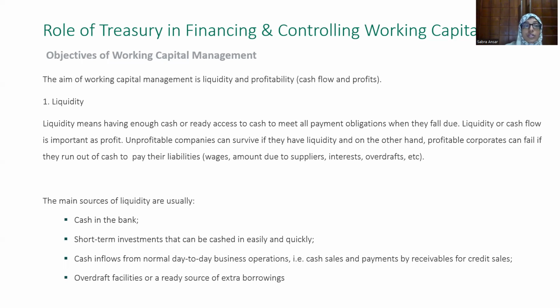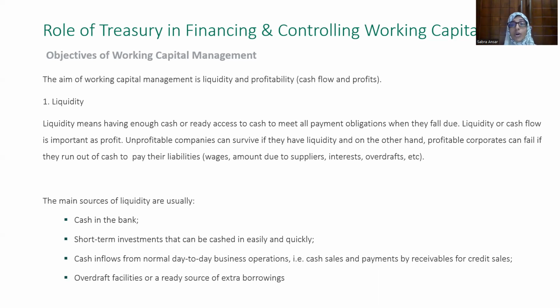Now, let's look at the objectives of working capital. Basically, working capital management would involve liquidity and profitability. That means the cash flow and the profit. So what is liquidity? This is basically having enough cash ready to access to meet all the payment obligations when they fall due. And liquidity or cash flow is as important as profit, because unprofitable companies can survive if they have liquidity, and on the other hand, profitable companies can fail if they run out of cash to pay their liabilities, or the wages and suppliers and all that.